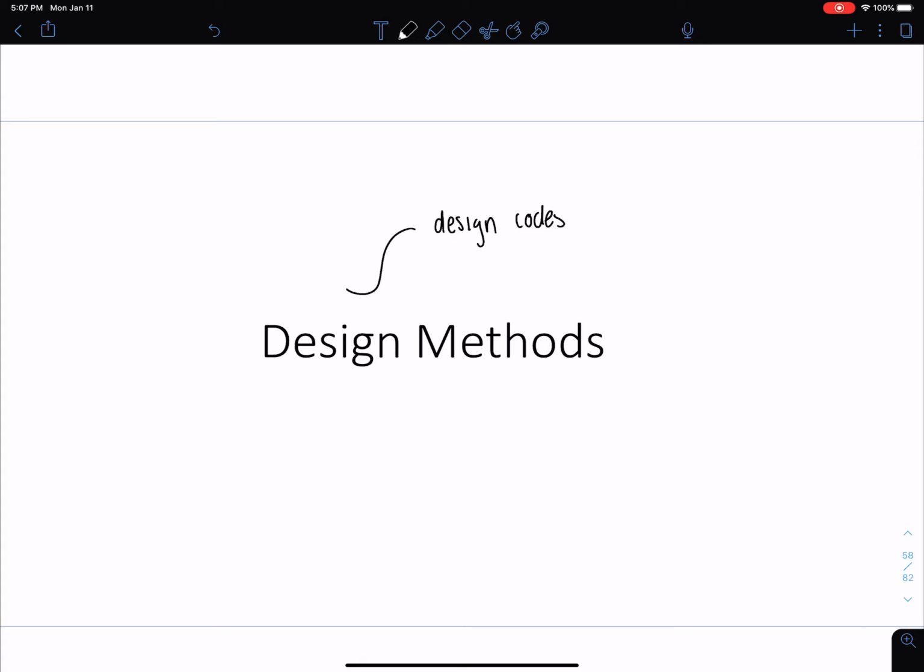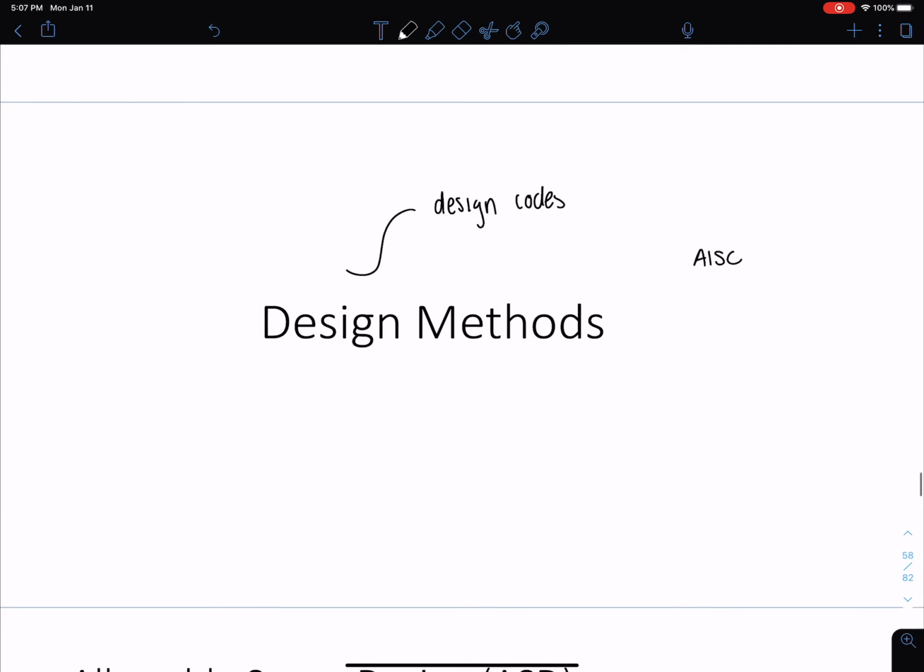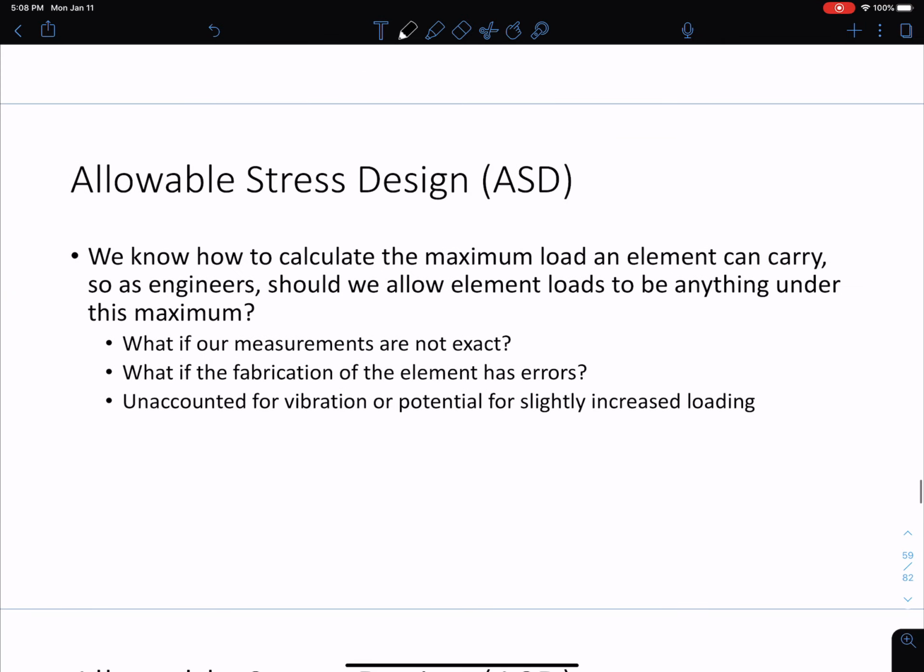For example, in steel design, you'll use AISC, American Institute of Steel Construction. In concrete, you'll use a different code book and so on. Each material has its own code book that we need to follow. So what we're going to do today, I'm going to introduce you to a couple of different design methods that you'll find within the code and talk a little bit about them. The first design method that we're going to talk about is called the allowable stress design, or for short, ASD.